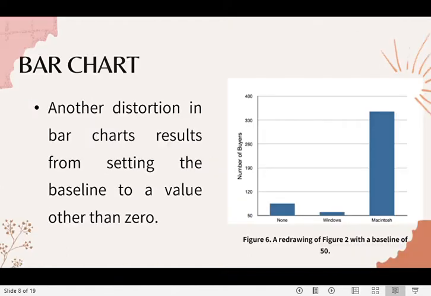Okay, so here is a bar chart. Another distortion in bar charts results from setting the baseline to a value other than 0. Usually when we try to count, for example the number of buyers, you start from 0 to 50, 51 to 100, right? Or 51 to 120, 121 to 190. Here you would see that the number of buyers on the y-axis does not start from 0. This also creates distortion or confusion for those who will interpret your graph.